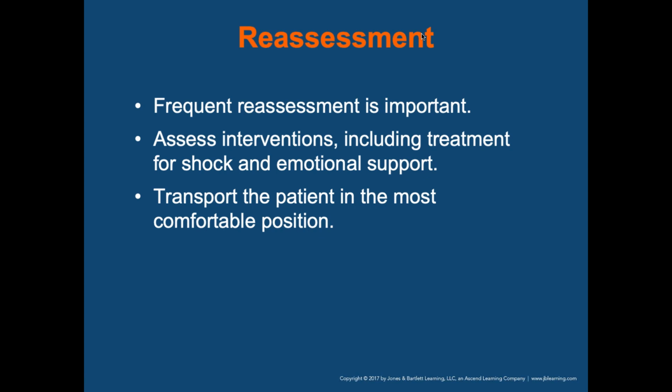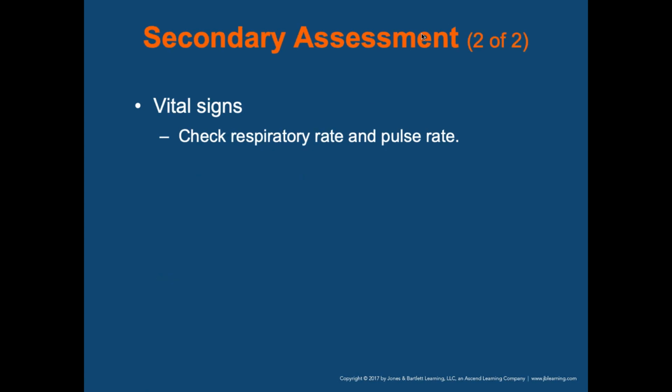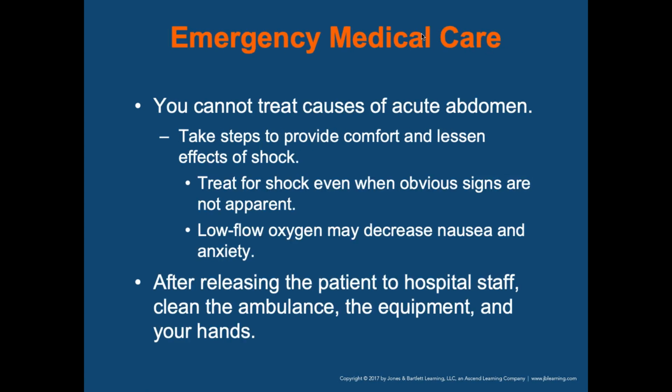Do vital sign checks. So check respiratory rate and pulse rate, and also check the blood pressure as well. When you're doing your reassessment, frequent reassessment is definitely important because abdominal pain can change over time. Also keep in mind that anybody with abdominal pain should be getting a 12-lead EKG.